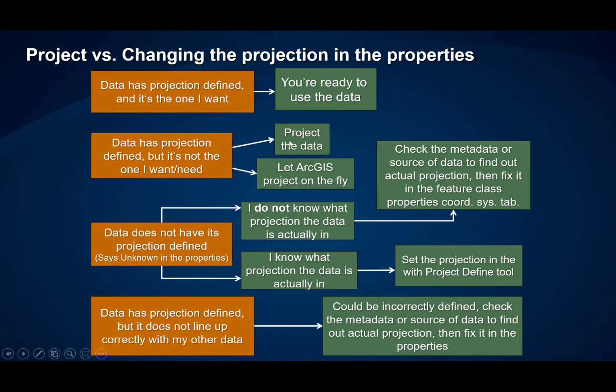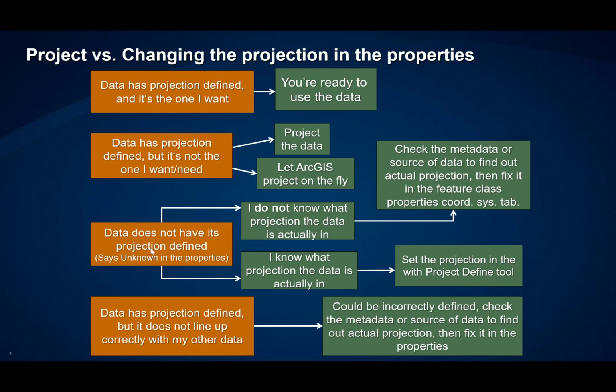Now let's take a look at the other two possibilities. What if your layer does not have a projection defined? If you look in the layer properties and it says unknown, that means that you do not have a projection defined, and that's a problem. It's a problem because ArcGIS won't know how to overlay it with other layers because it won't know how to interpret the coordinates. So if you don't have a projection defined, then there are two next steps.